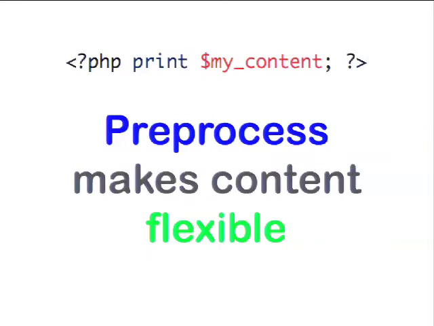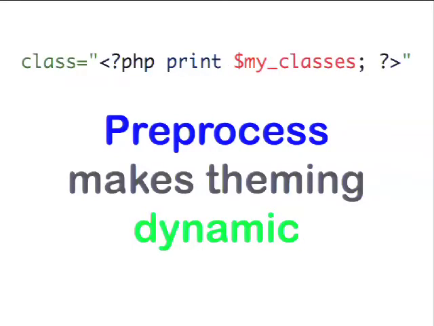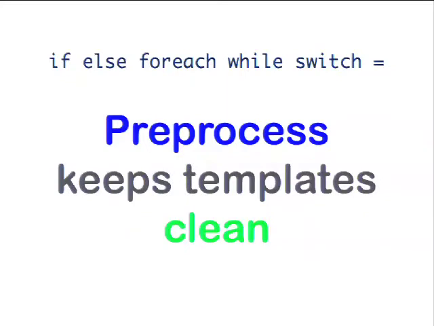So preprocess makes content flexible. It makes theming dynamic. We can have some sense of control over what the classes are. And it also keeps the template system clean. We don't have a lot of logic in the templates. Statements like this, where we are doing a lot of manipulation. The templates really are there to just provide markup and not do a lot of magic.